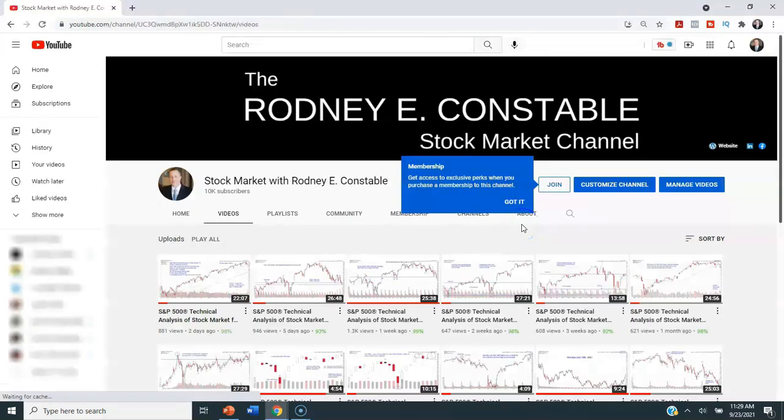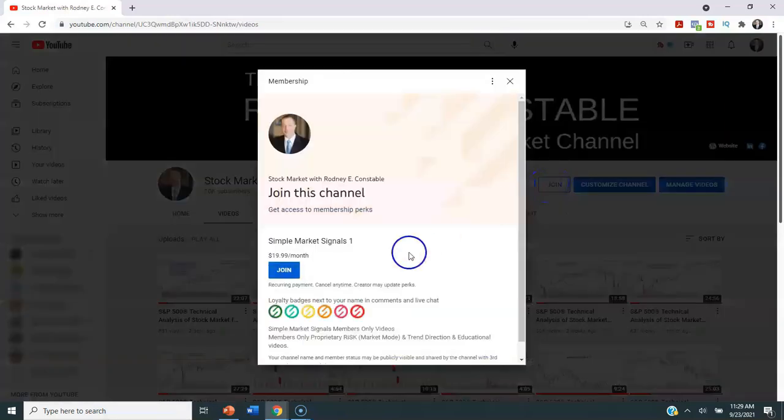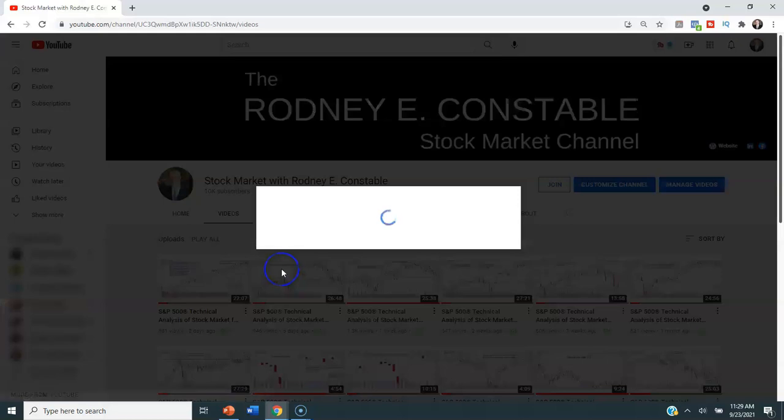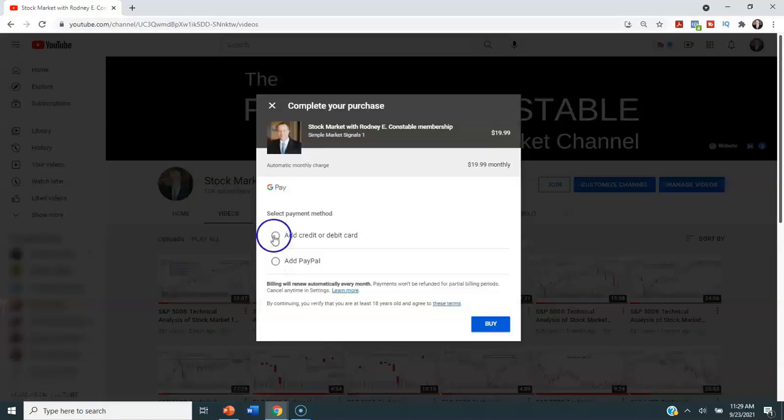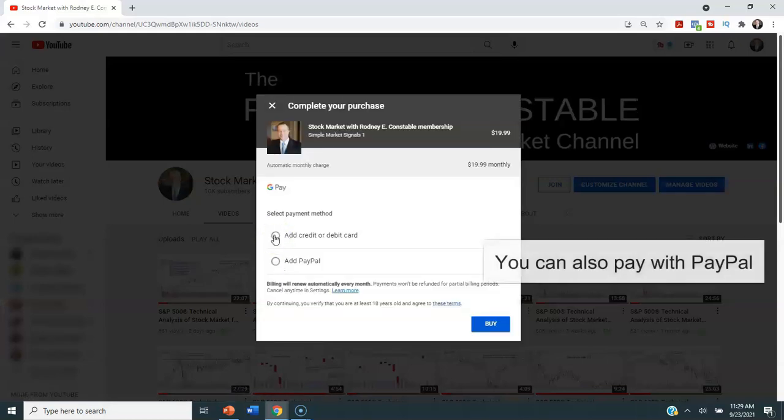All right, and then once you're signed in, then you'll see this box pop up, right? Get access to exclusive perks when you become a member. So you click on the join button and you will see the information here, what you're going to get with your subscription, of course, your membership. And then you click on the join button and you want to add your credit card information.